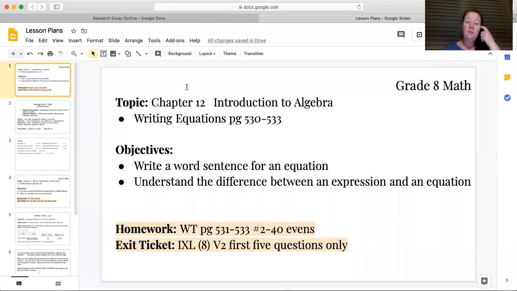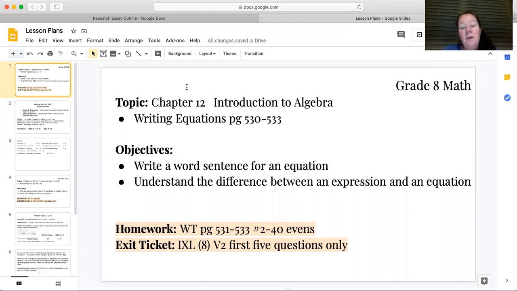All right, so we are still on chapter 12 with our introduction to algebra. And today we're going to be talking about writing equations, not expressions, but equations, pages 530 through 533. Our objectives for today are to write a word sentence for an equation and to also understand the difference between an expression and an equation. I want you to think about that because we're going to talk about it in just a minute. What is the difference between them?